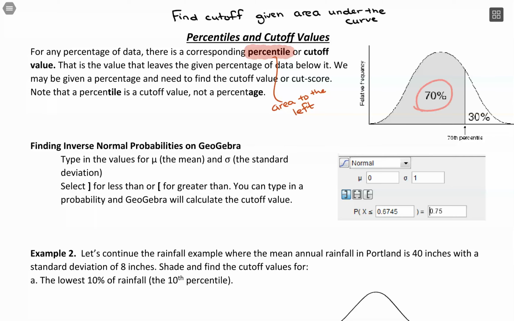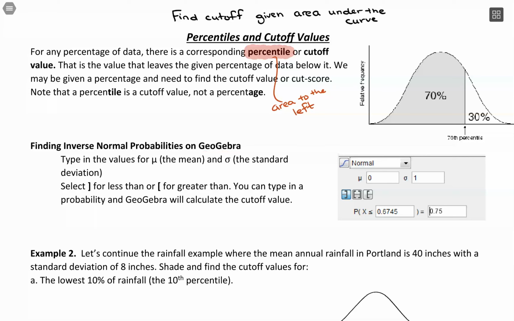And if we have 70% to the left, that forces 30% to the right, because again, all the area under the curve should add up to 100%. So if they talk about some level of percentile, you're visualizing this of some area to the left-hand side. So let's look at finding these in Geogebra.